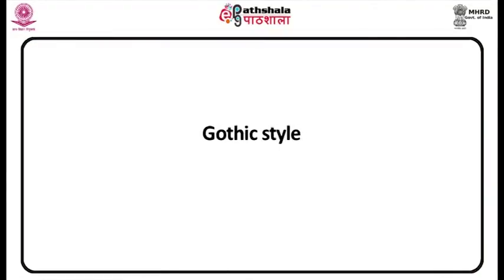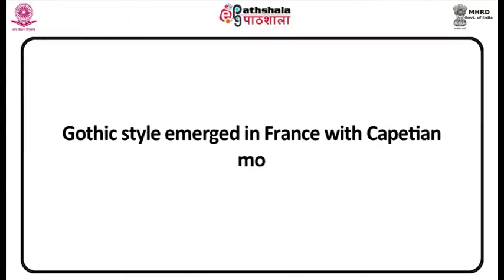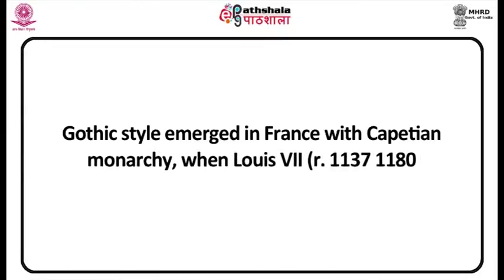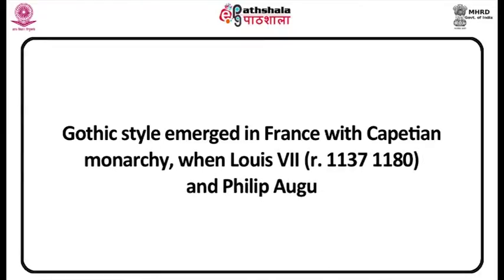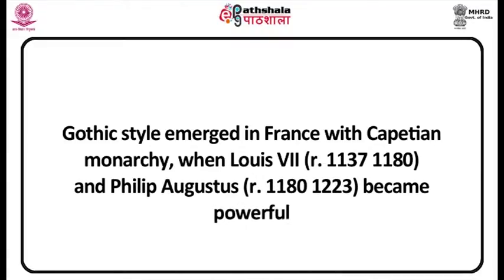Gothic style emerged in France when Capetian monarchs Louis VII, 1137 to 1180, and Philip Augustus, 1180 to 1223, became powerful in France. It was Louis VII's queen, Eleanor of Aquitaine, who brought southwestern France into the royal domain.